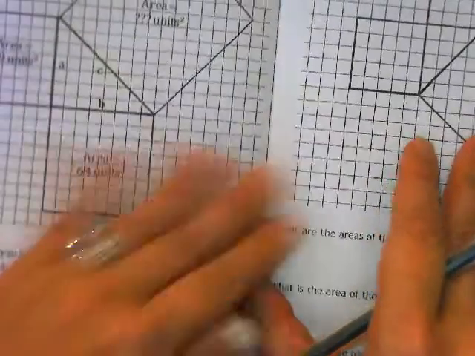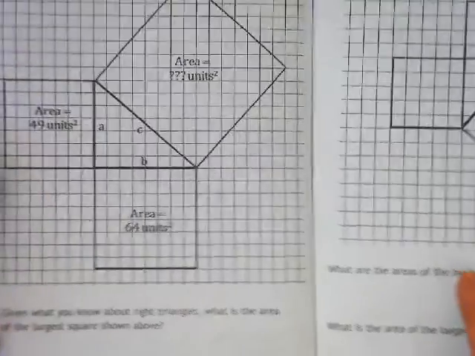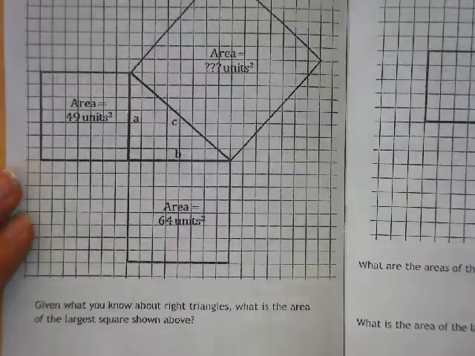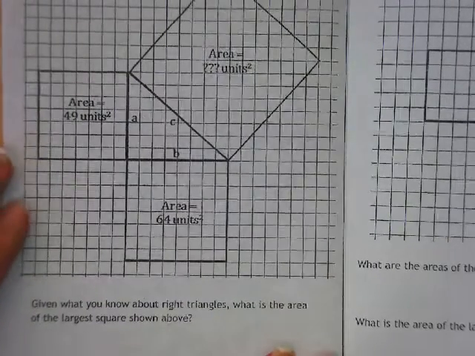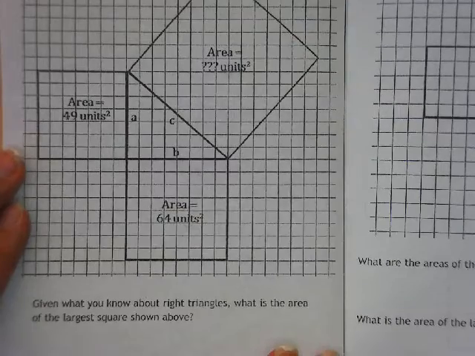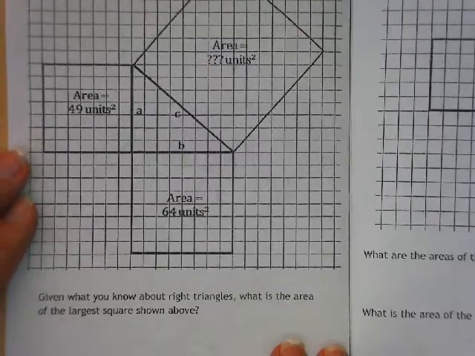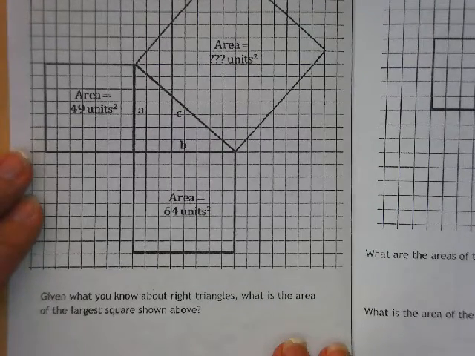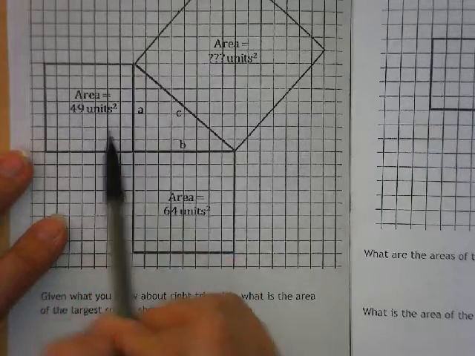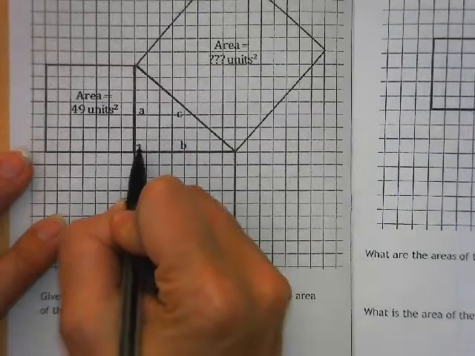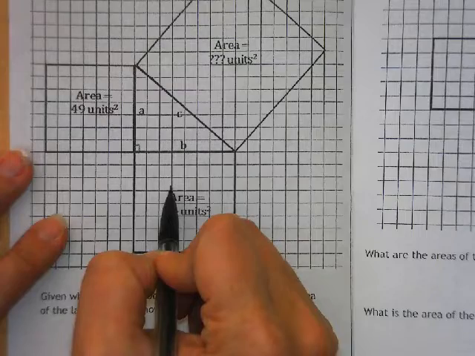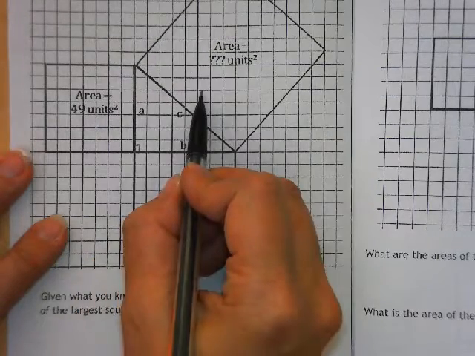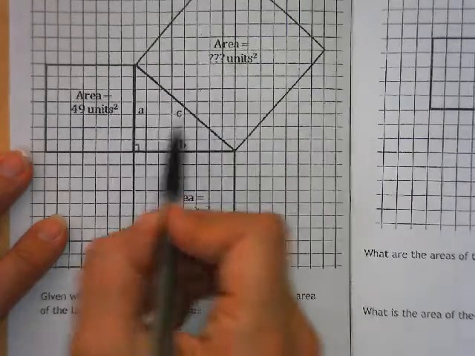Let's go and look at an example. You'll notice that this example looks a lot like in the story, right? Given what you know about right triangles, what is the area of the largest square shown above? Now, also what we know about squares and square roots. So if you remember, here's our right angle. Look, they've already labeled A, B, and C for us, where A and B are our legs, our shorter side. C is our longest side, our hypotenuse.